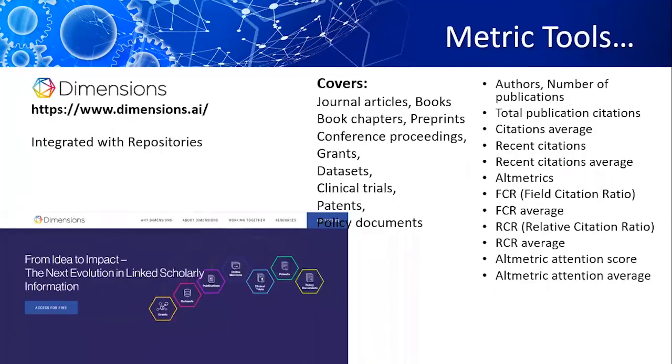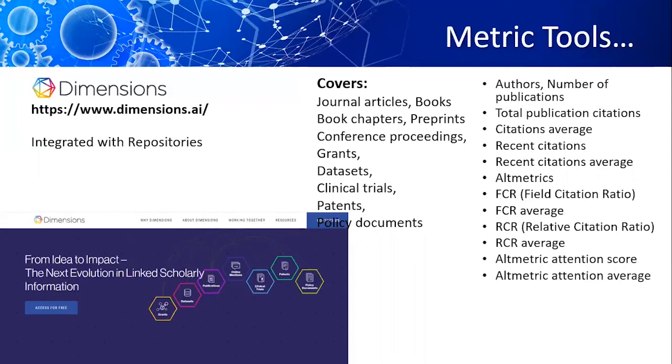The next metric tool you can use is Dimensions. This is a very well-known and very popular metric now, a newly emerged alternative metric. It covers journal articles, books, book chapters, preprints, conference proceedings, grants, data sets, clinical trials, patents, and policy documents. Here you can find the metrics or generate the reports.